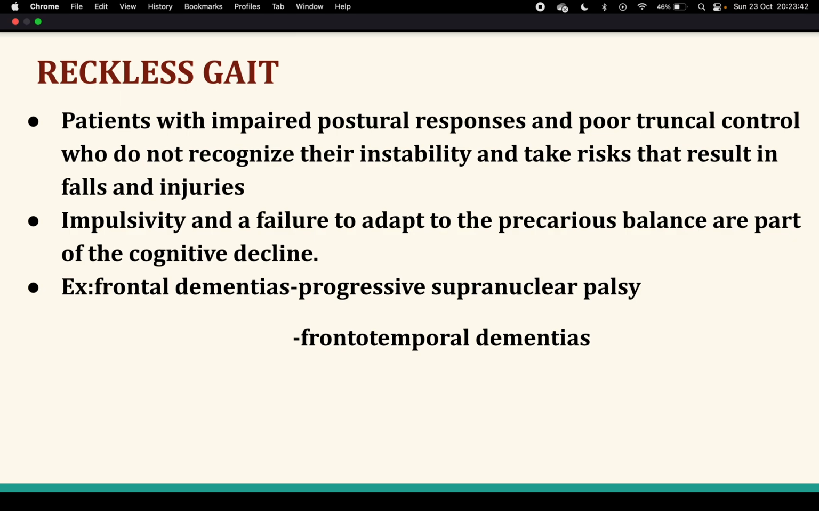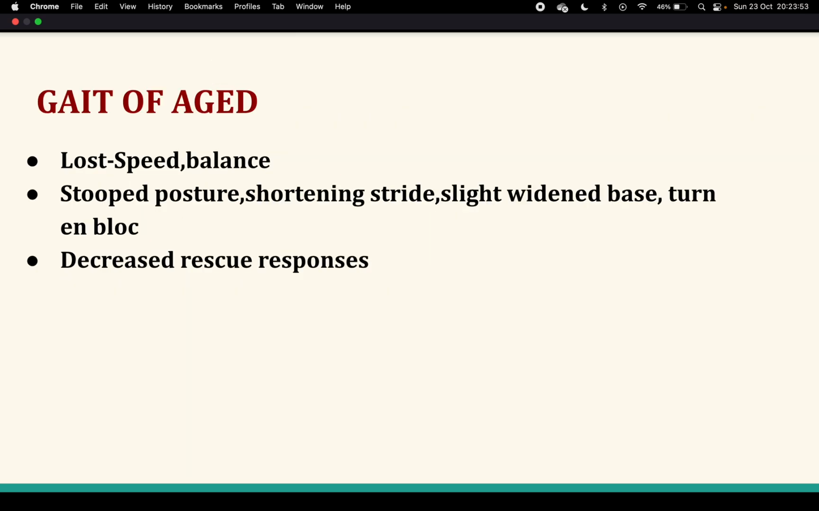This impulsivity and a failure to adapt to the precarious balance are part of cognitive decline. Examples are frontal dementias like progressive supranuclear palsy and frontotemporal dementias. In aged people, there is loss of speed and balance, stooping of the posture, shortening of stride, slightly wide base stance, and turning en bloc.